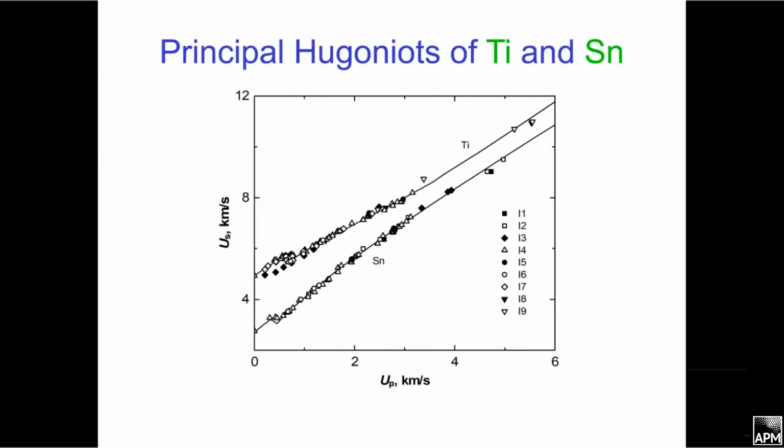Here you can see an example of how calculated shock adiabats correspond to experimental data from shockwave experiments for two materials, titanium and tin. So you can see good agreement of the calculated curves with experimental data.